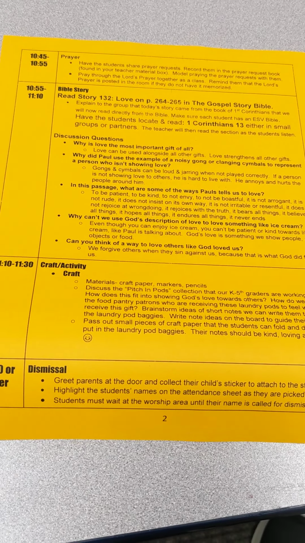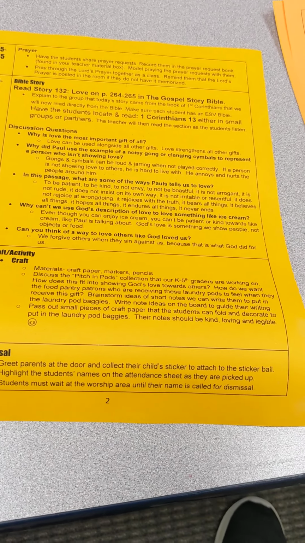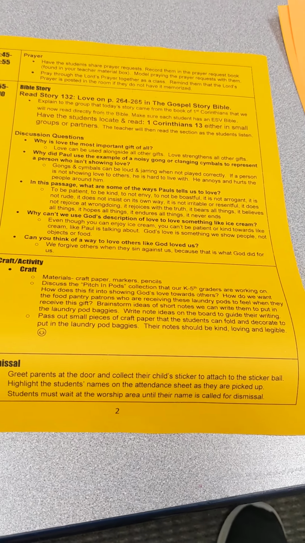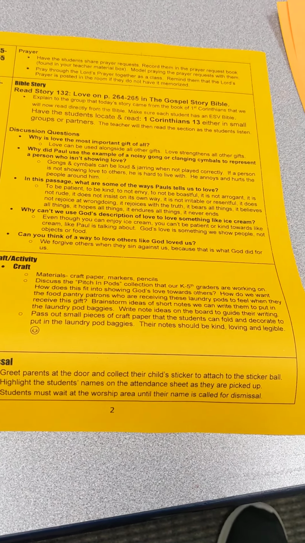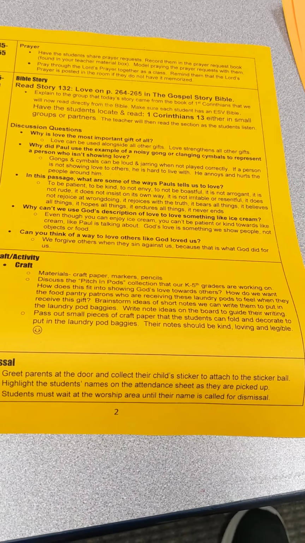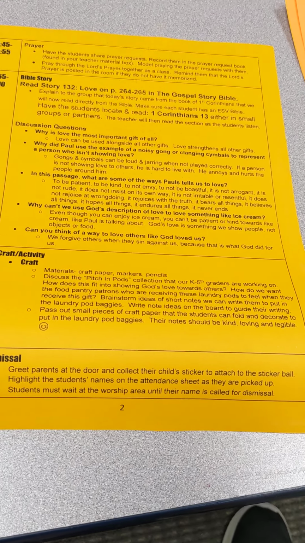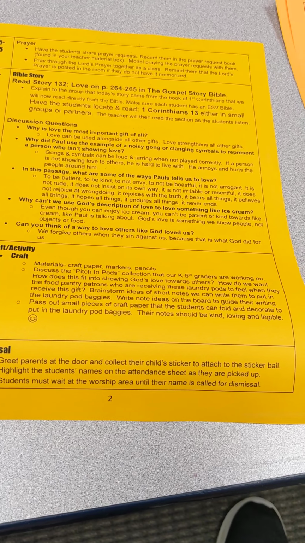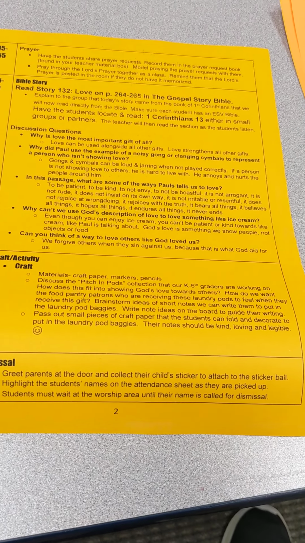So at the end, when they are dismissed, you're going to greet parents at the door and collect stickers from the child and from their adult. Make sure that those stickers go on the sticker ball, which is getting really big. And then we're going to highlight their names as they're picked up. And the new thing too, as well, is that the students need to sit in the worship area until their name is called for dismissal. This will hopefully keep them busy until they are called.